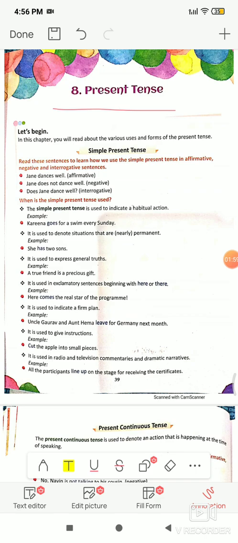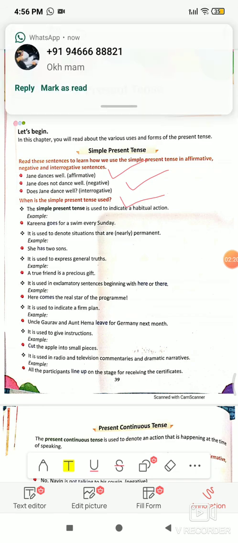Jane does not dance well is negative. Does Jane dance well is interrogative. So they are telling you how to form affirmative. Affirmative means positive. How to form positive, negative and interrogative sentences in the simple present tense. So the formula is very simple: subject plus first form of verb plus S/ES plus object.